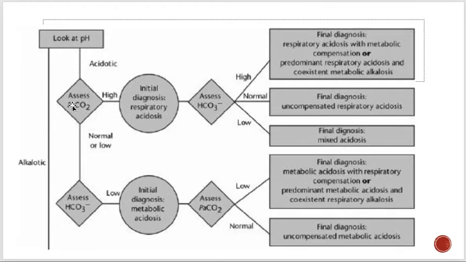If the carbon dioxide levels are low or normal and the patient is acidotic, now look for the bicarbonate. Of course it will be low. The initial diagnosis is metabolic acidosis. Then we check the carbon dioxide. If the carbon dioxide is low, which should be the case, the body is compensating this way. So the final diagnosis will be metabolic acidosis with respiratory compensation. And if the carbon dioxide level is normal, it is uncompensated metabolic acidosis.